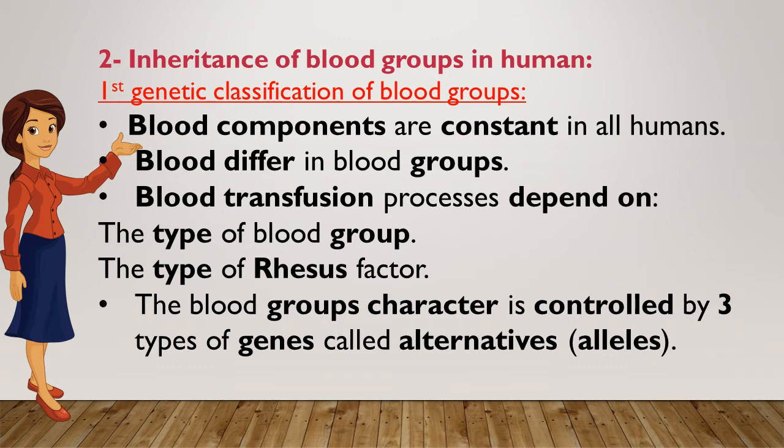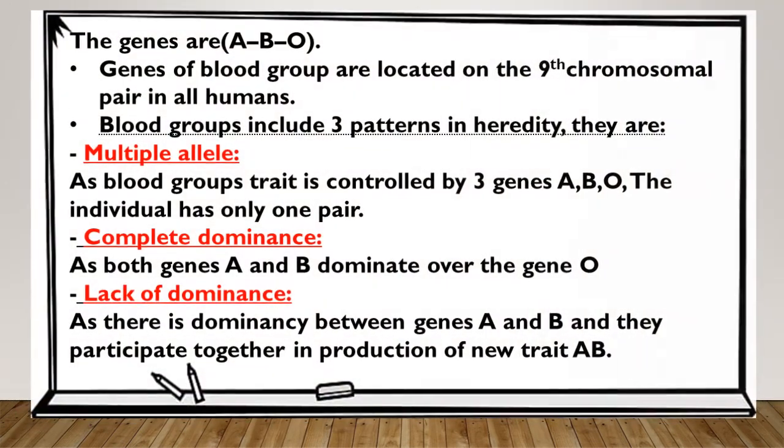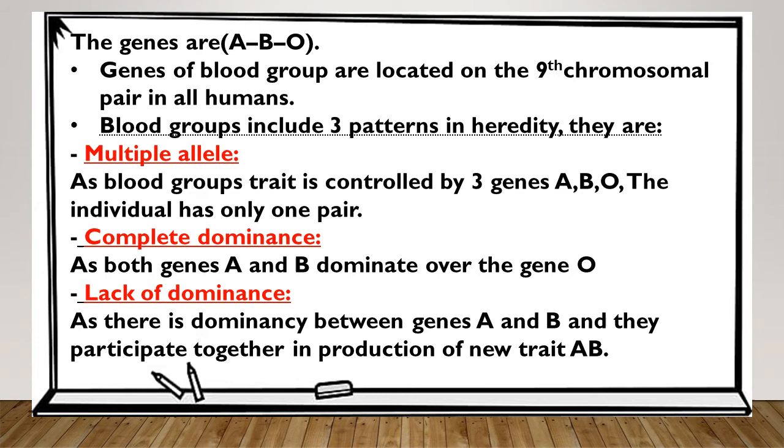First, we have to know that the inheritance of the blood group doesn't follow Mendel's law in certain cases, where Mendel said that the trait is controlled by a pair of genes, but the blood group character is controlled by three types of genes, called alleles. These genes are called gene A, gene B, and gene O. So, the blood group character is controlled by three genes, not two genes.